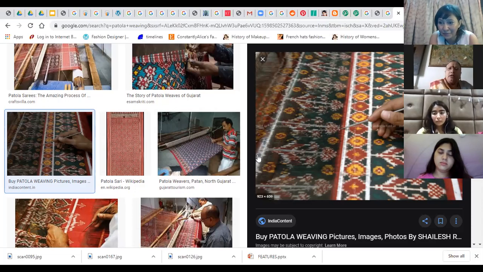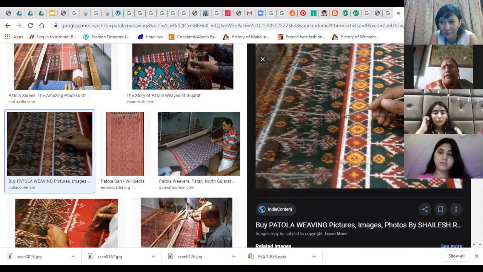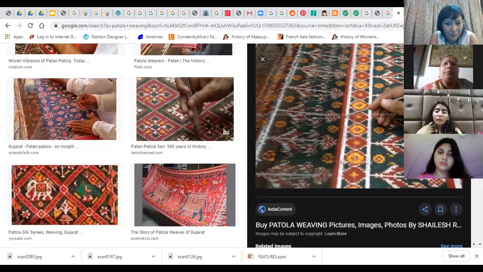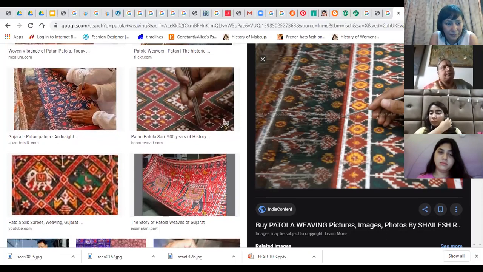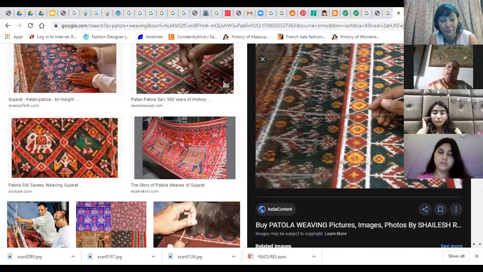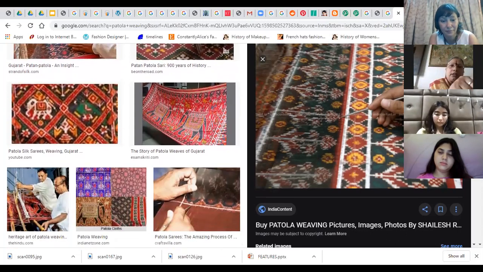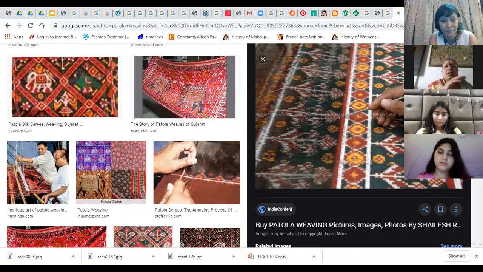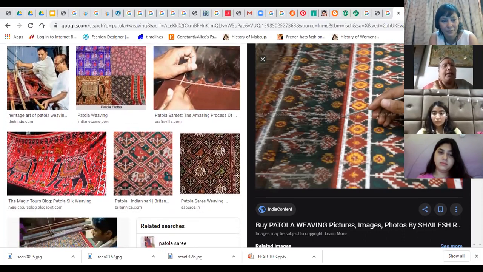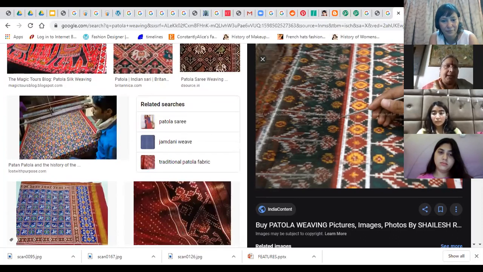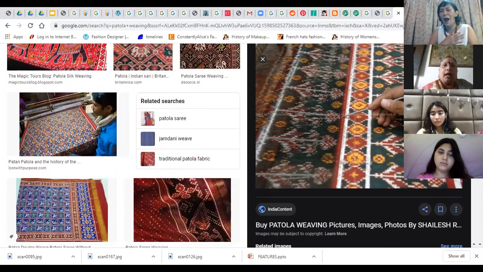Now, a weft patola, for example, will cost you maybe 15,000 rupees. But the double patola will be costing you somewhere in the range of 1 lakh onwards to 10 to 15 lakhs also, depending on the amount of work and the size of the repeat and the detailing of the work.